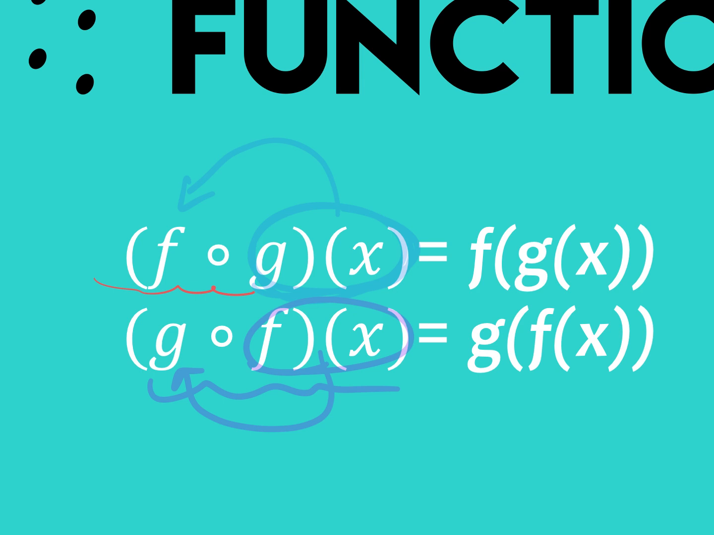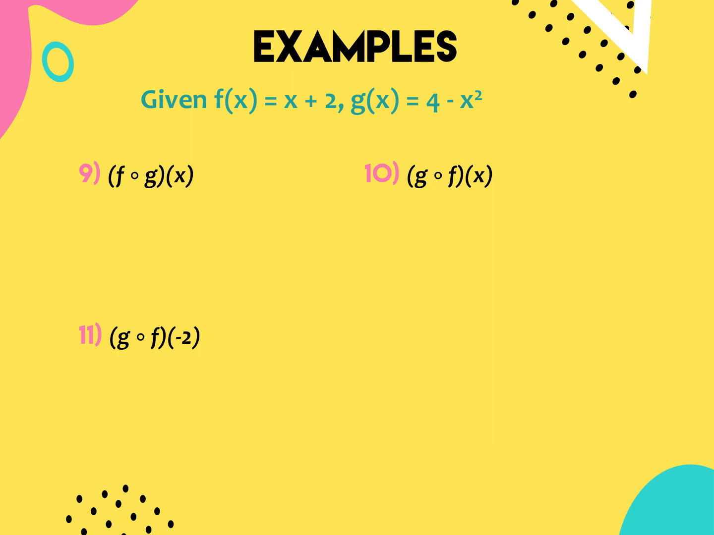So let's try some of these. Okay, so again, I'm giving you 2 functions up at the top. That little circle in between the letters f and g is telling me that I'm trying to compose, or take the g of x function and plug it into the f of x function. So really what we're doing here is taking our f of x function, and instead of having an x in it, we're going to take out the x and replace it with the g of x function.